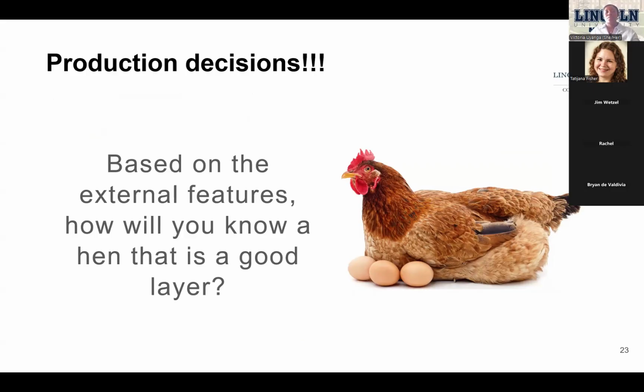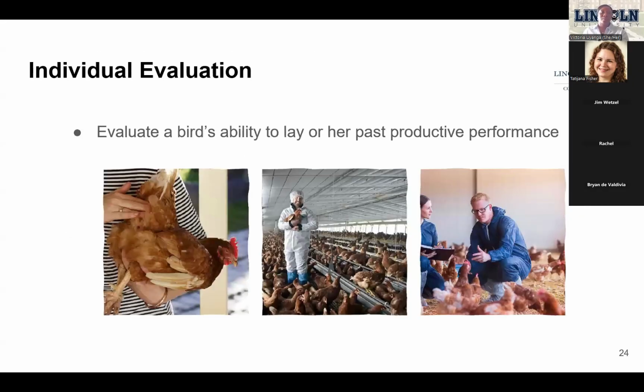You could decide to evaluate the bird as a flock, right? Which you could use parameters like your hen house egg production or hen day egg production. But if you're looking at individual performance, then being able to examine the bird's ability to lay or the past productive records would be beneficial. And some of these criteria that could help make these decisions would be the pigmentation of the skin, the plumage condition, and if that bird is molting, which you can easily identify, or the constitution and body condition of that bird.